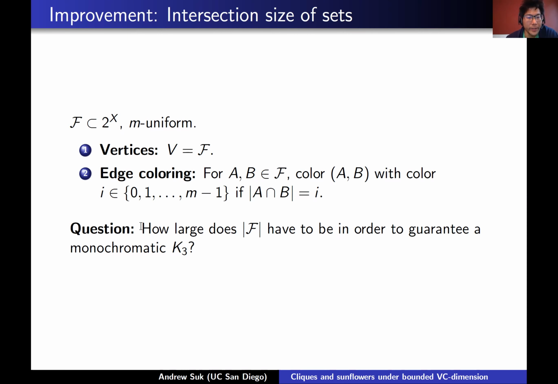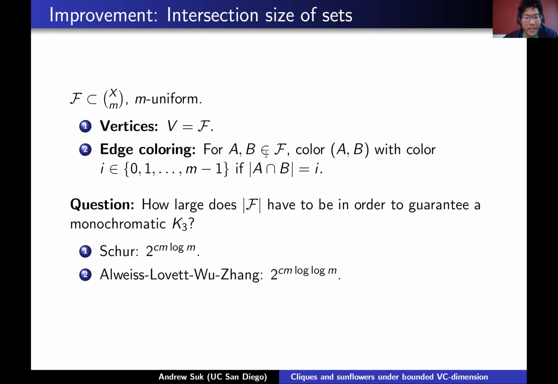And by sure, we know that if we have 2 to the m log m of these sets of size m, we would have a monochromatic triangle. But there was a recent breakthrough due to Alweiss, Lovett, Wu, and Zhang that actually said that the size of your set system can be much smaller in order to guarantee a monochromatic triangle. So they show that if the size of F is 2 to the m log m, then that's enough to force this monochromatic triangle. And of course, what they proved was something much stronger, which is something about sunflowers, which I'll now talk about next.